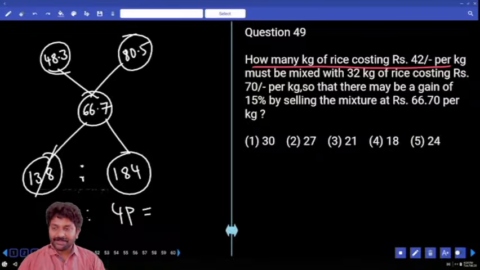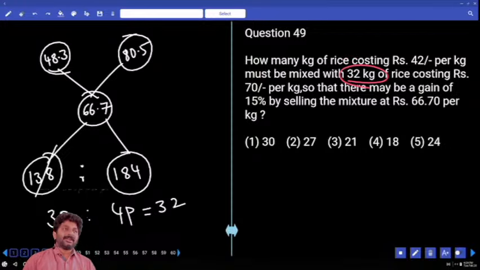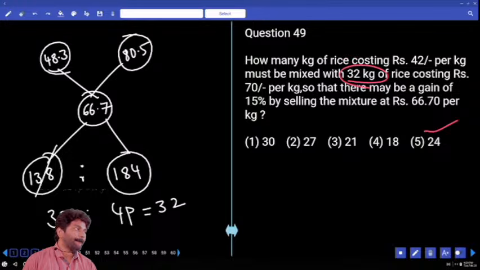How much is the quantity of the second variety? That means 4 parts is equal to 32. What is 1 part? 8. 3 parts is 24. So the fifth option is final. Followed?